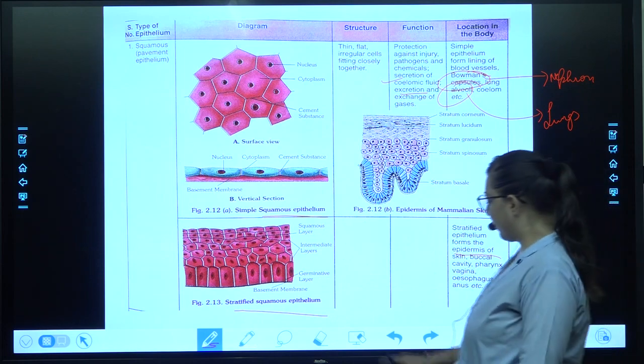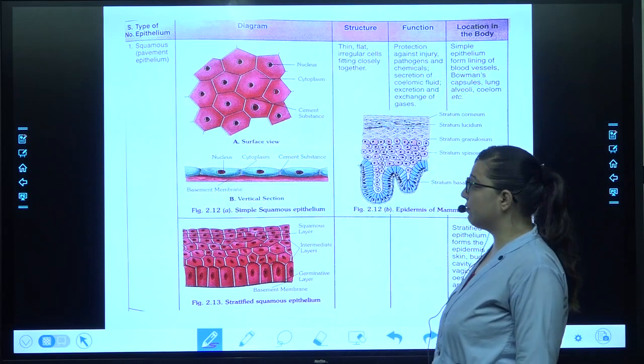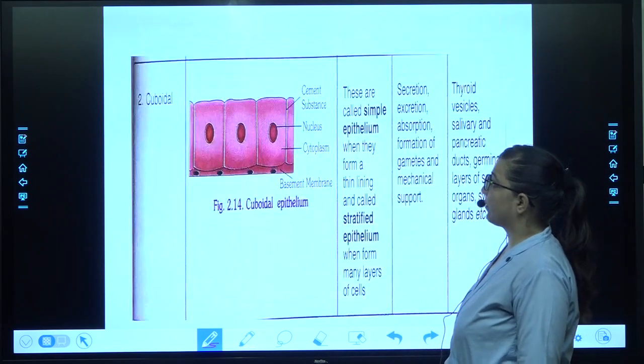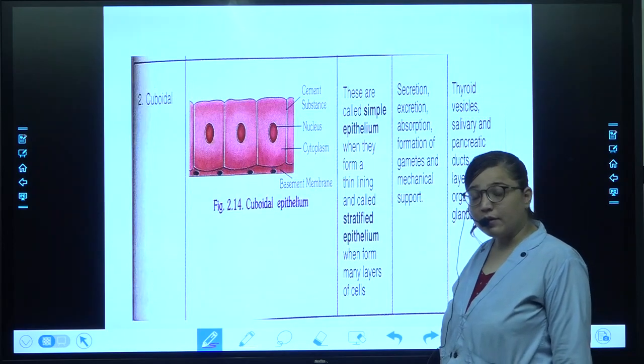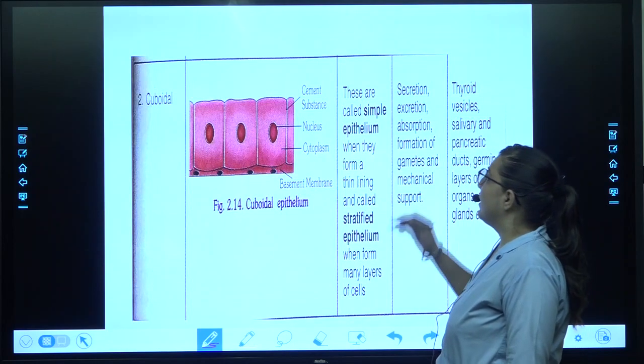I hope you have gone through the content. Now, let's move further. Cuboidal epithelial tissue.